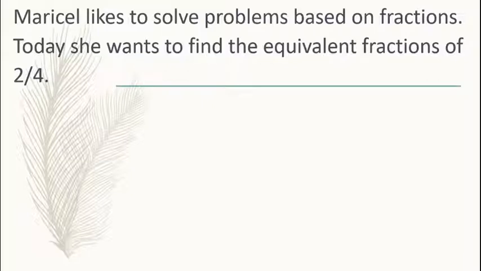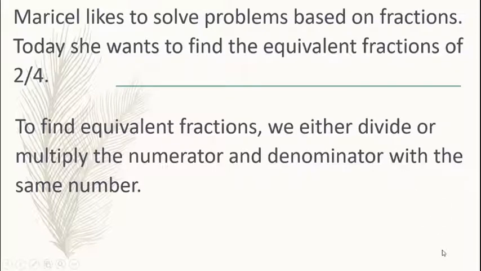To find the equivalent fraction, we either divide or multiply the numerator and denominator by the same number. Let's have 2/4 times 2 over 2. Choosing 2 enables us to multiply or divide our fraction 2/4. So we simply multiply.